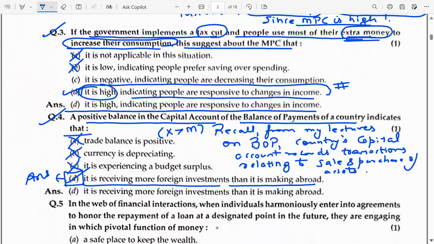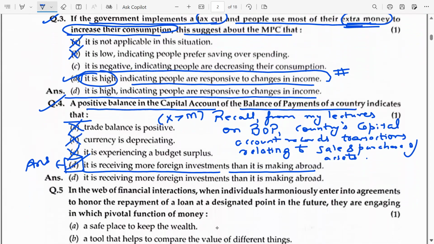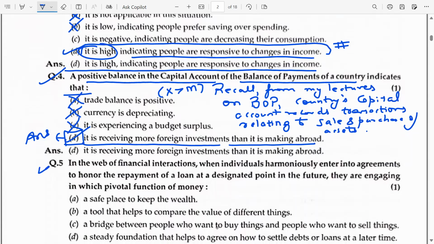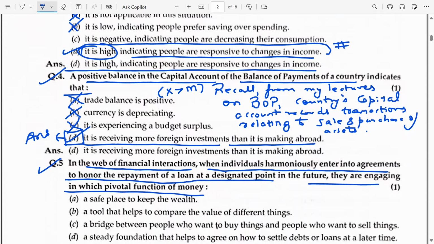Okay, and then let's look at the last question I discussed for today in this lecture, question number 5. In the web of financial interactions, when individuals harmoniously enter into agreements to honor the repayment of a loan at a designated point in the future, they are engaging in which pivotal function of money? So students, recall all the functions of money I have covered. We have covered this in our module on money and banking.